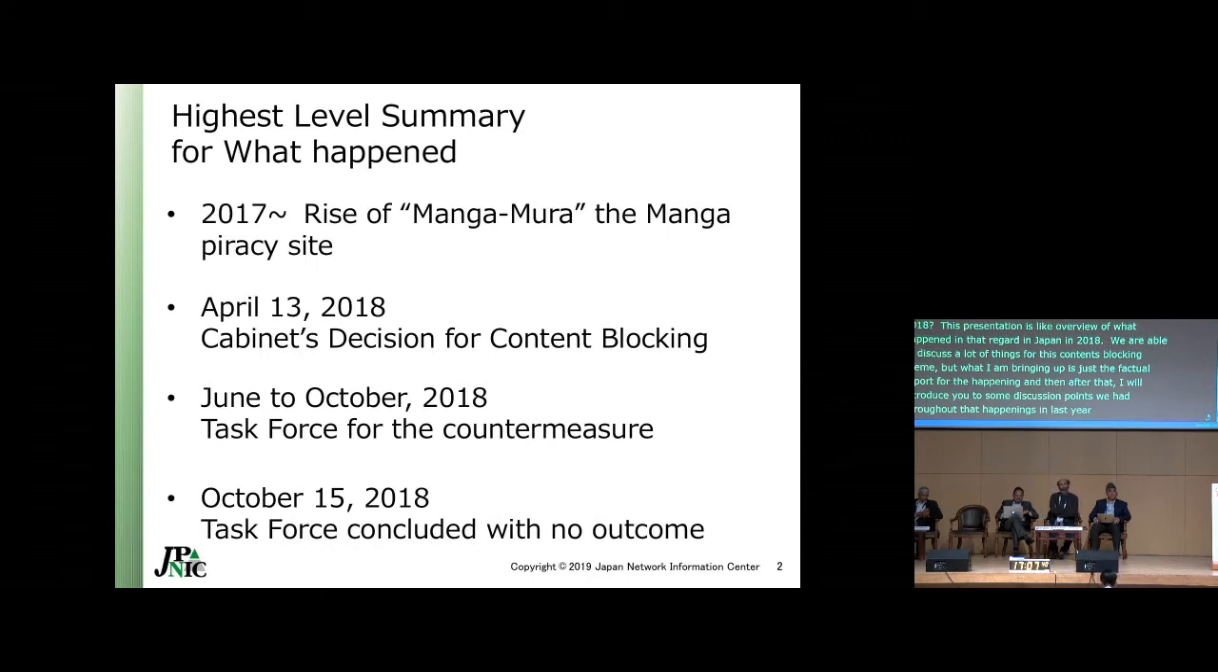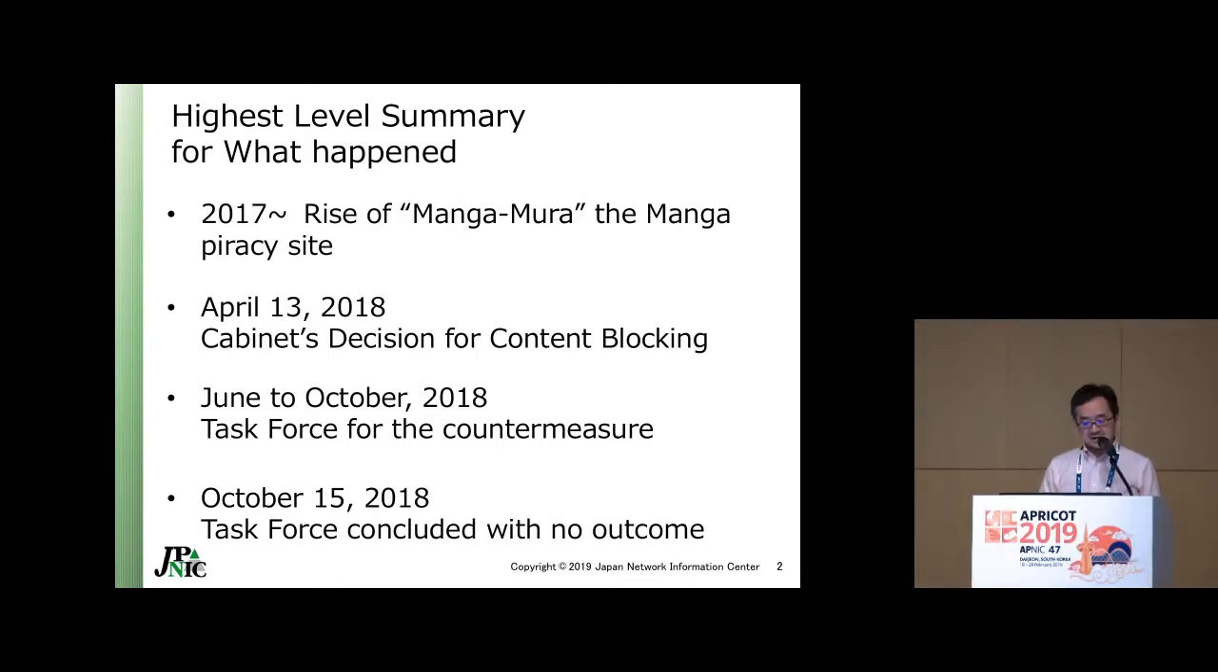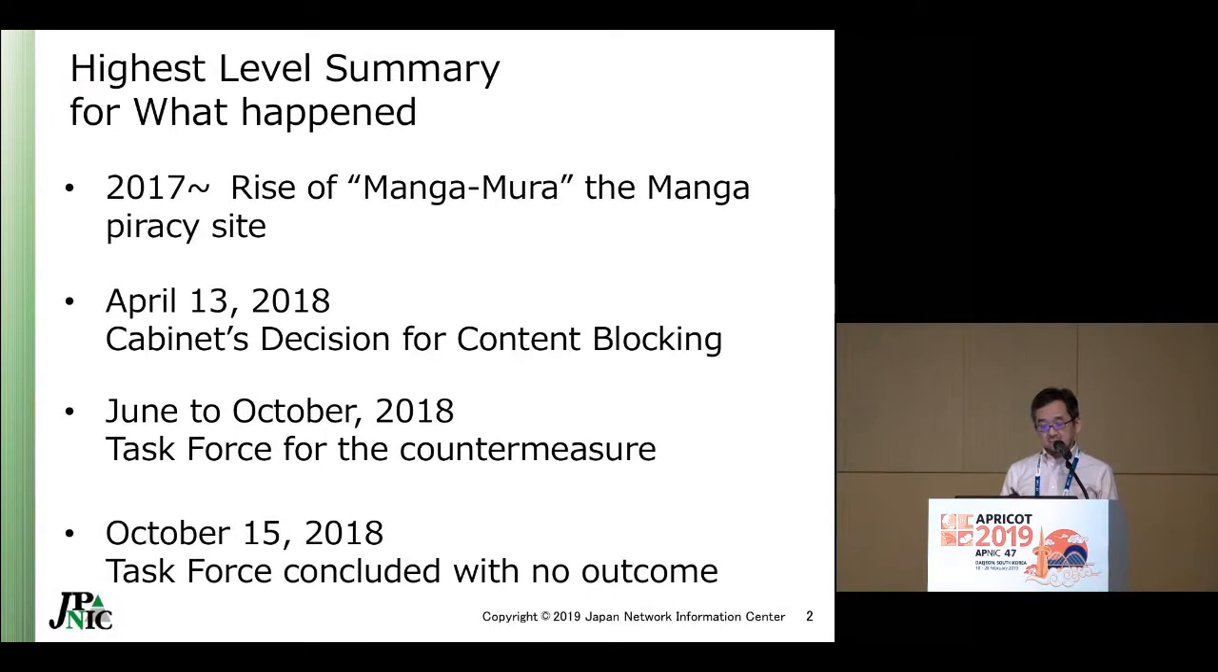So, a very high-level summary of what happened. We actually had quite a big loss for the intellectual property in manga. It's a cartoon. As you know, manga is really popular in Japan, and even quite adult, senior people enjoy manga in their leisure time.